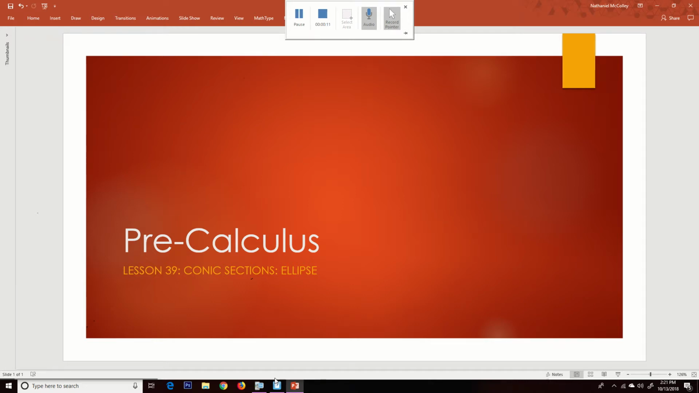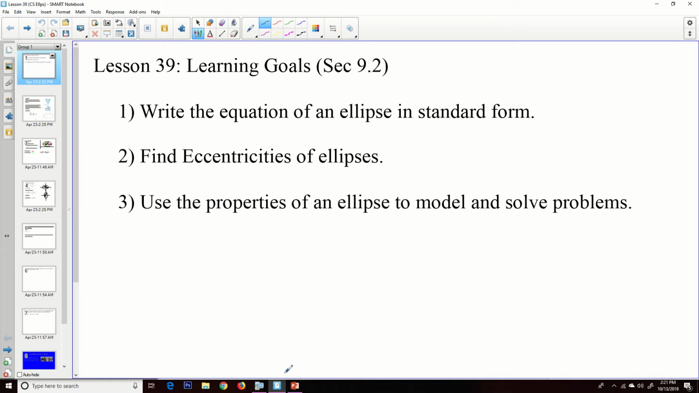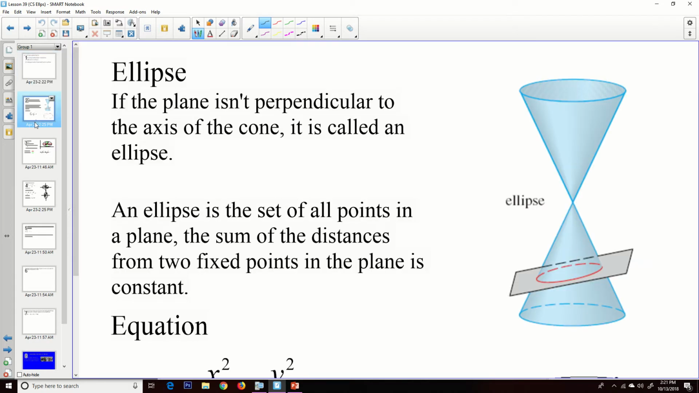Let's get to it. So today we are going to write the equation of an ellipse in standard form. We're going to find the eccentricities of ellipses, and we're going to use the properties of an ellipse to model and solve problems.